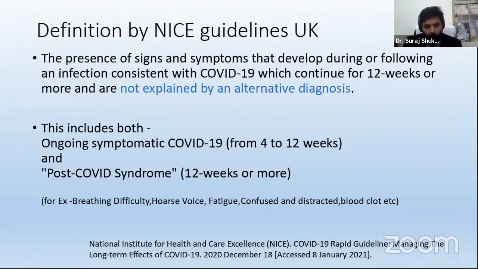This includes both ongoing symptomatic COVID-19, which is from 4 weeks, that is 1 month, to 12 weeks, that is 3 months, and also post-COVID syndrome, wherein the patients had the symptoms when they were positive, then they recover and are fine, and then after a few weeks, when they complete 4 weeks, they again start getting the symptoms. These symptoms include breathing difficulty, hoarse voice, fatigue, confused and distracted state of mind, and blood clots, etc.